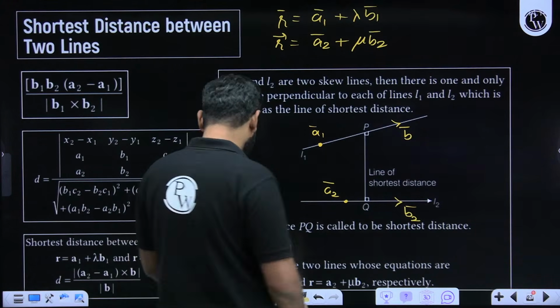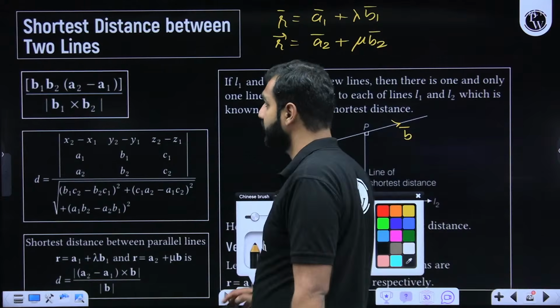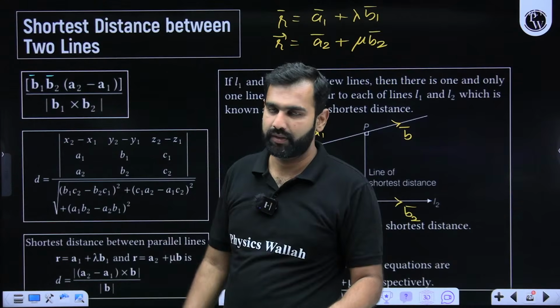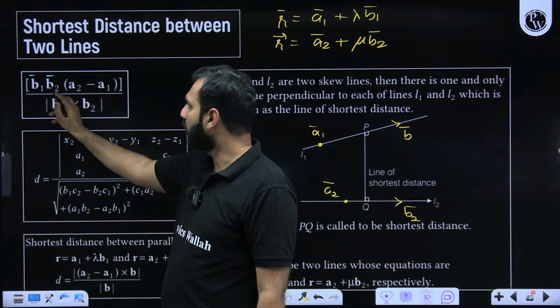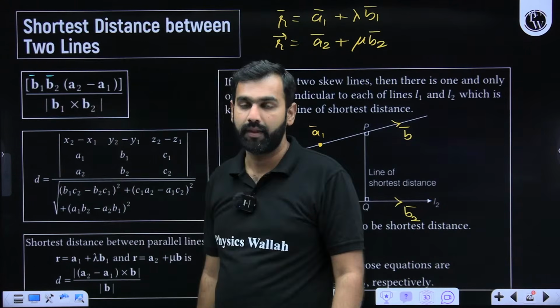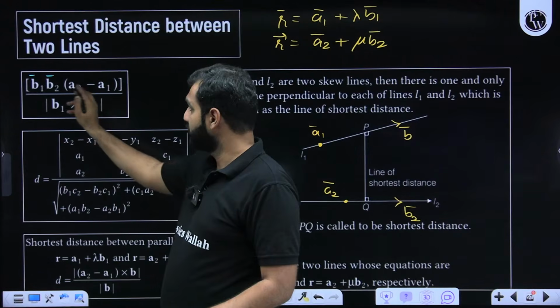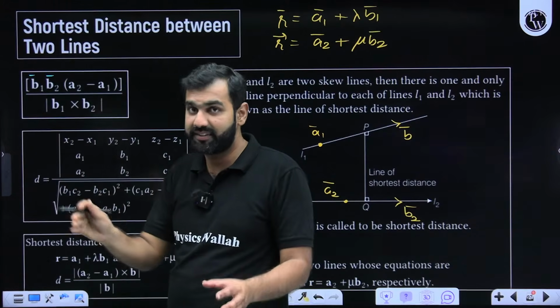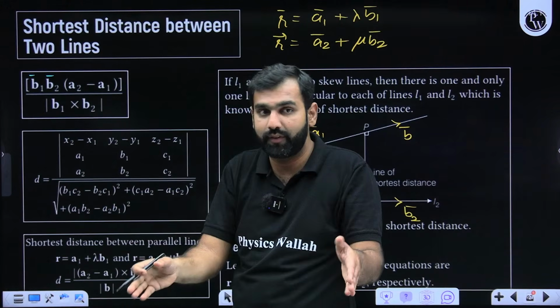All I'm suggesting here is a very simple idea: the box of B1, B2, A2 minus A1, the scalar triple product. So B1 dot B2 cross A2 minus A1. This is the projection of A2 minus A1 on B1 cross B2. I hope you're understanding it. So this is our PQ. If I take the mod of it, I'll get the length.